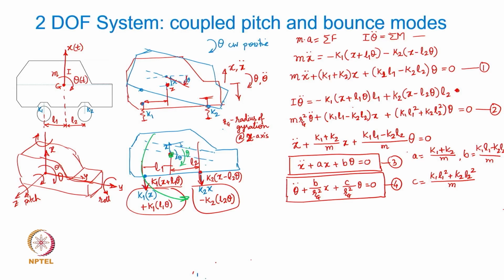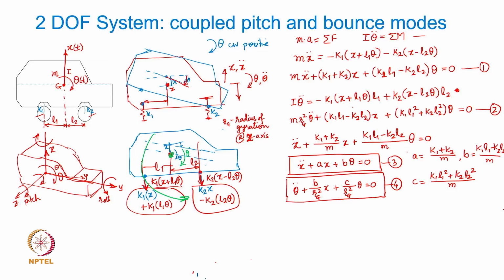The expressions for a, b, c are all written here, which you can find out numerically based on the parameters of the vibratory system. So if you know the front suspension stiffness, the rear suspension stiffness, and the mass and the mass moment of inertia, or the value of radius of gyration, you can find out a, b, c, and then these equations are quantified completely. Okay.